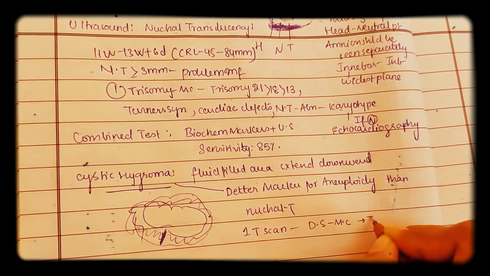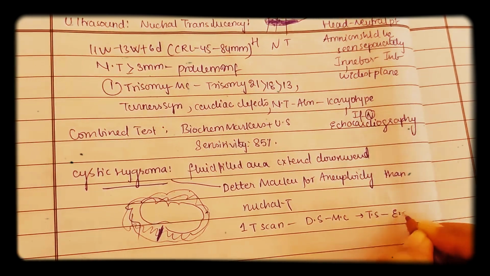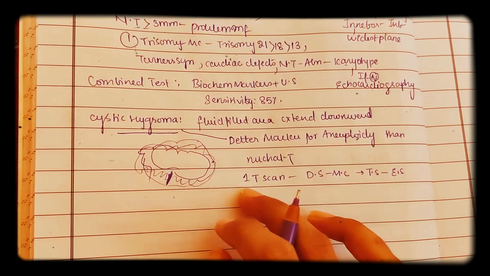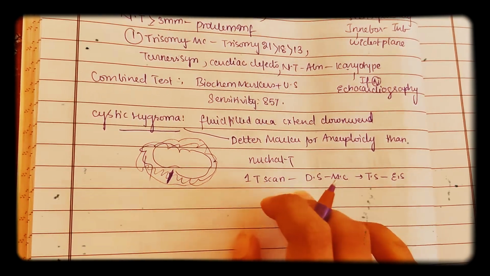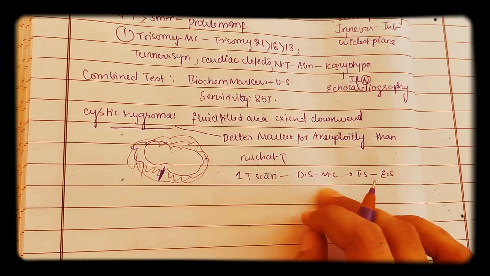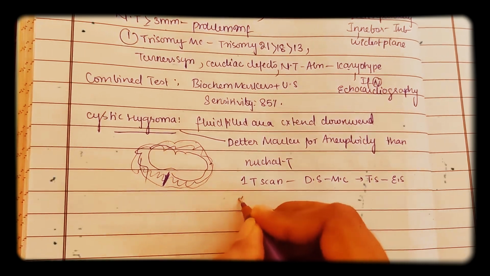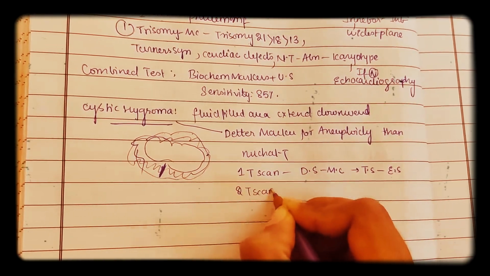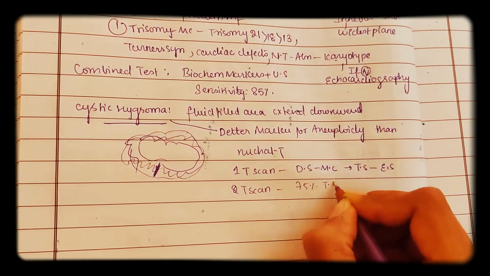Then it will indicate Turner syndrome, then trisomy 18, that is Edwards syndrome. So in the first trimester, if you see this cystic hygroma in the scan, then it indicates mostly Down syndrome, followed by Turner syndrome, followed by Edwards syndrome. And if you see this in the second trimester scan, then there is a 75% chance of Turner syndrome.